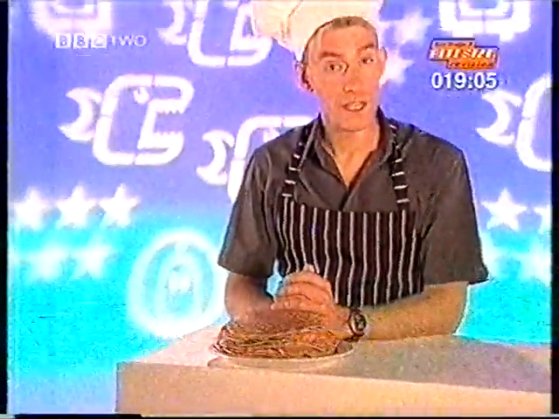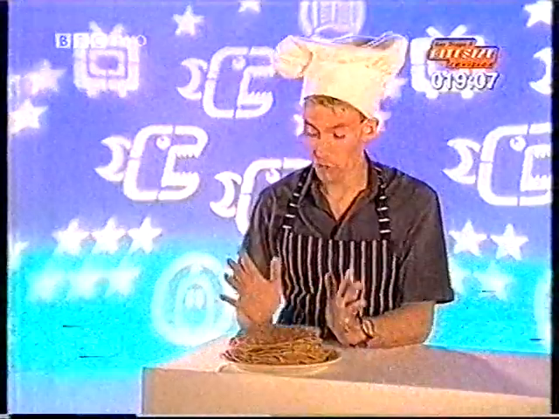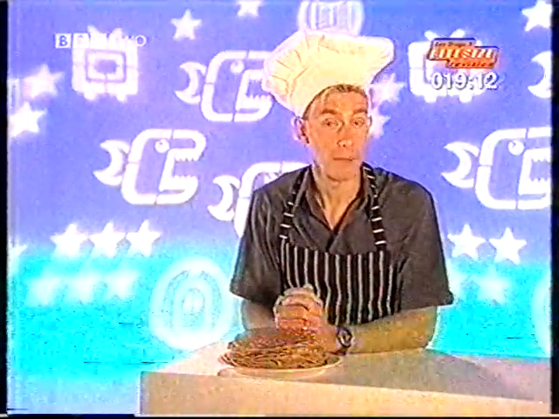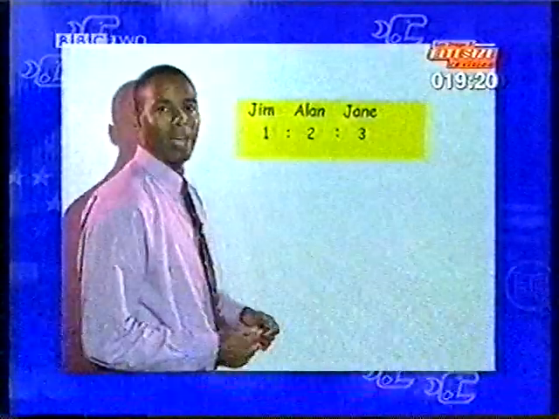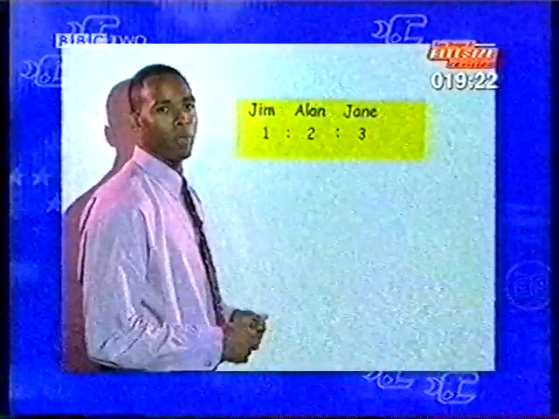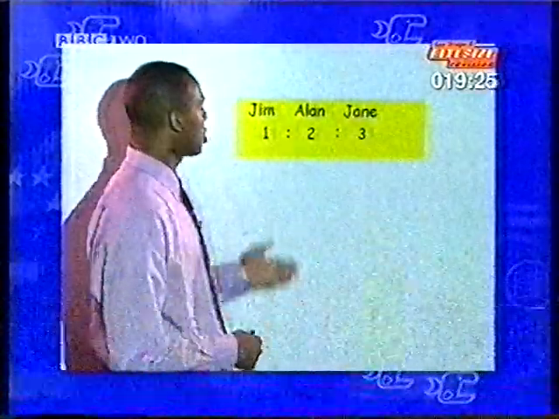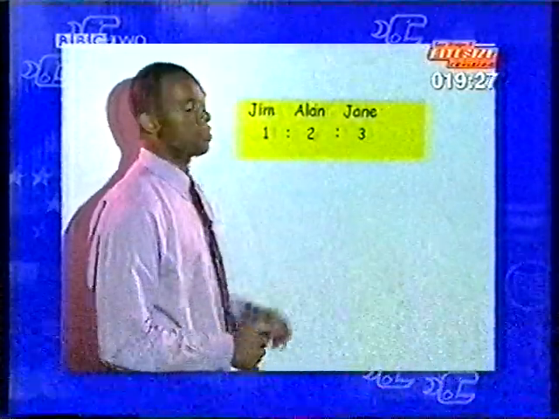But looking at it the other way round, suppose we've got 24 pancakes and we need to divide them between 3 people, but in the ratio 1 to 2 to 3. How would this work? Suppose the people are called Jim, Alan and Jane, and we wish to share the pancakes between them in the ratio of 1 to 2 to 3.